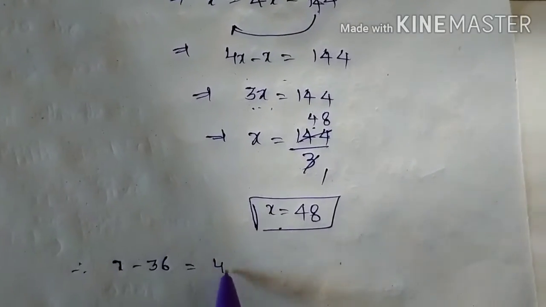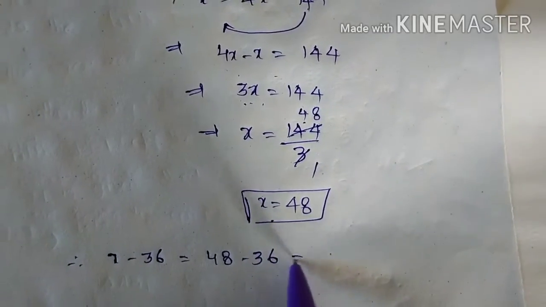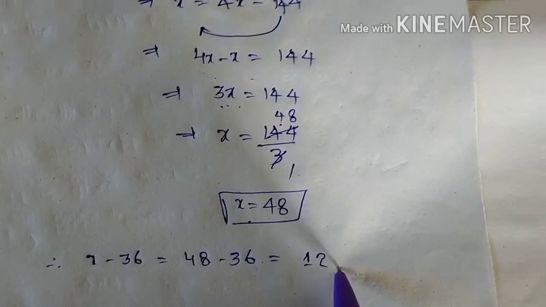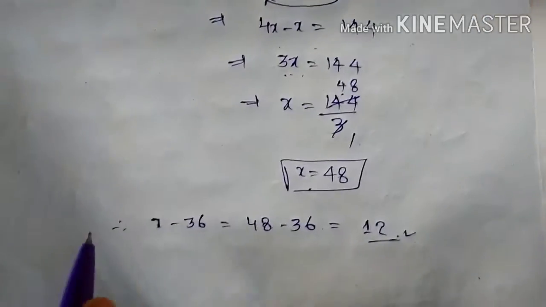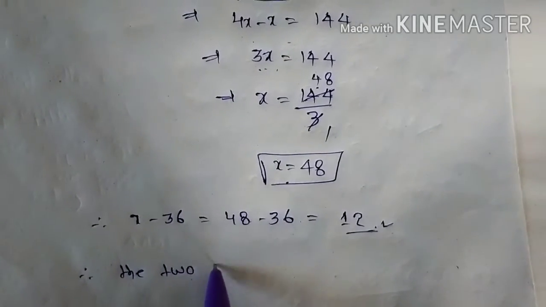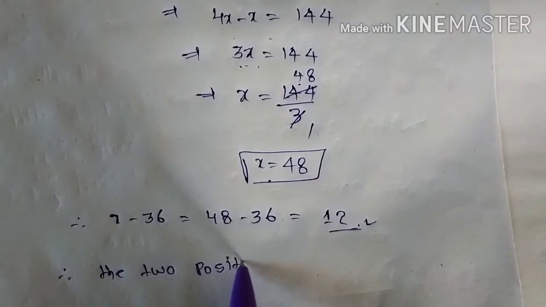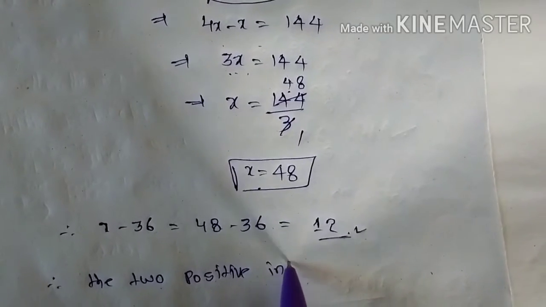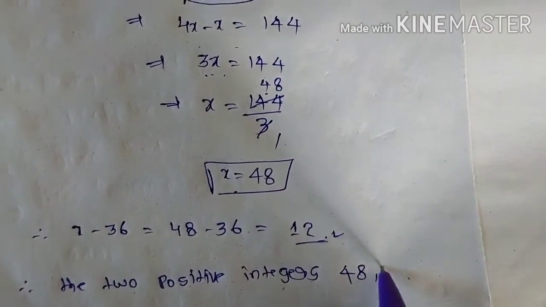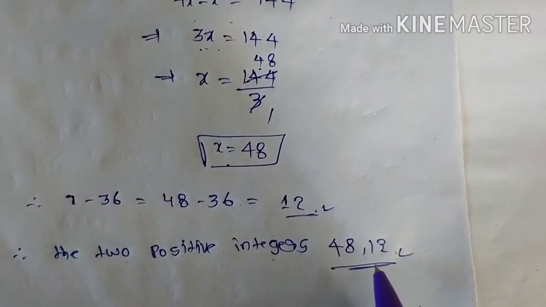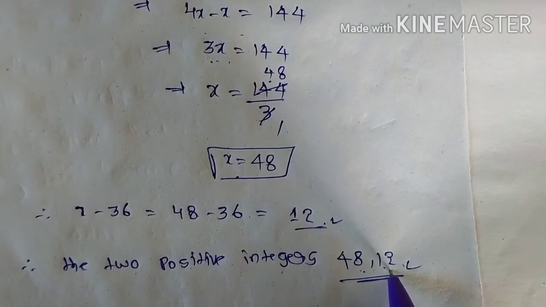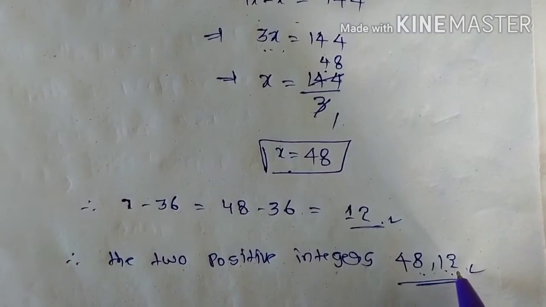Therefore, x minus 36 means 48 minus 36, equal to how much? 8 minus 6 is 2 only, 4 minus 3 is 1 only. That means the other positive integer is 12. Therefore, the two positive integers are 48 and 12, this is your answer. You can see clearly the difference between 48 and 12 is 36 or not. Yes, this is your solution.